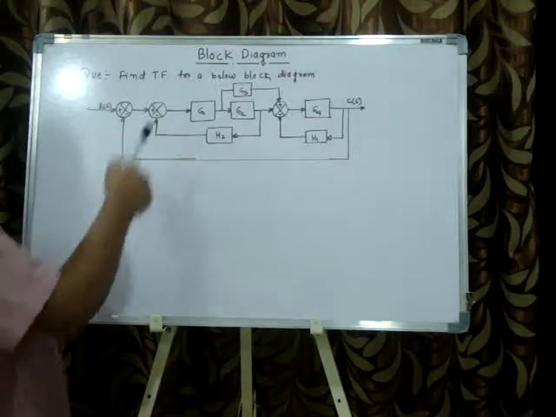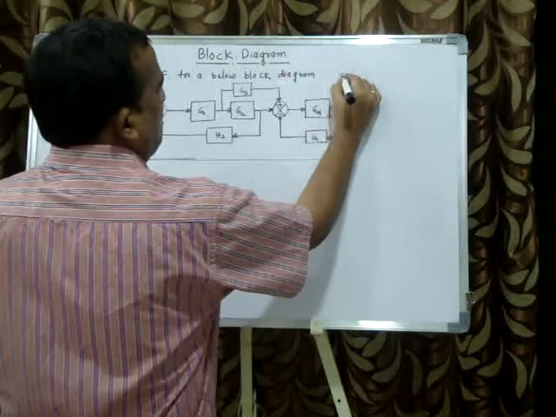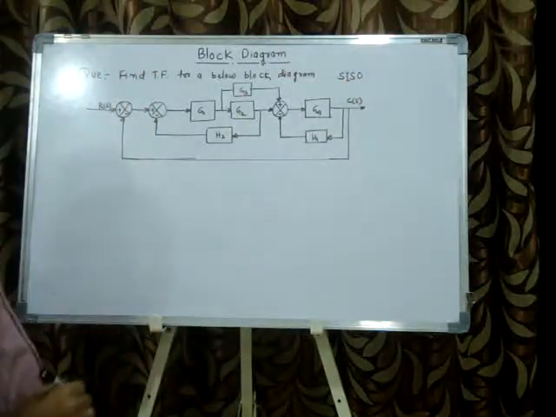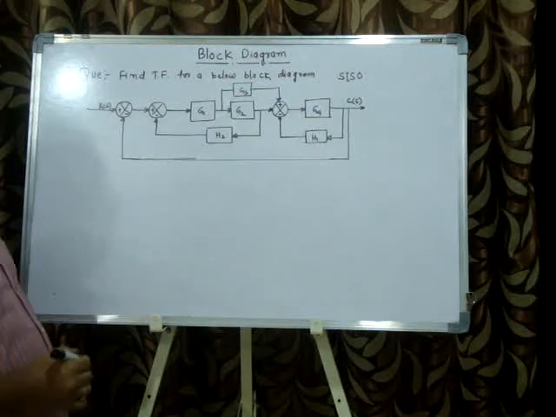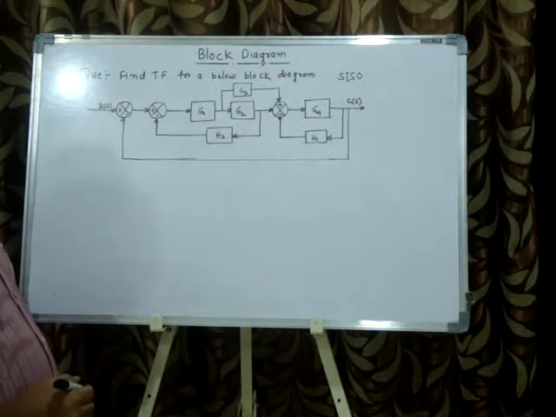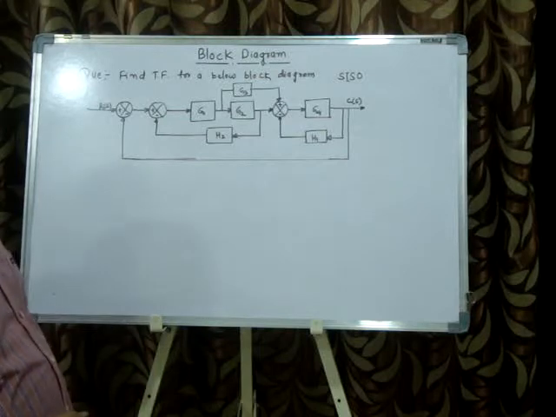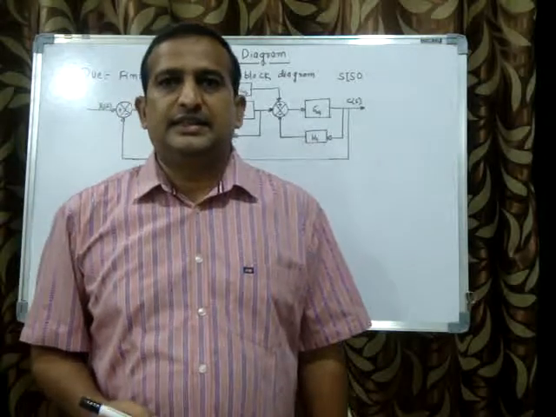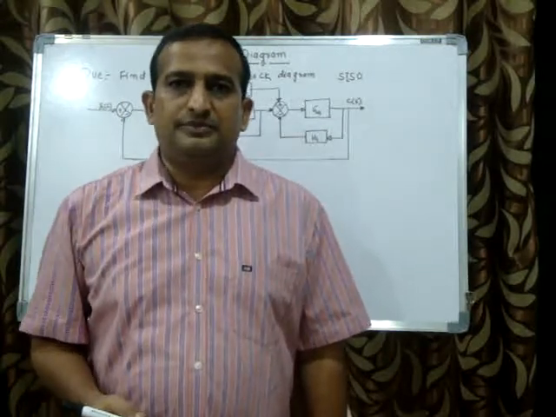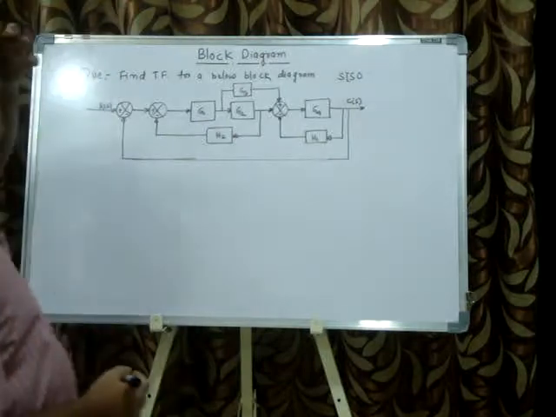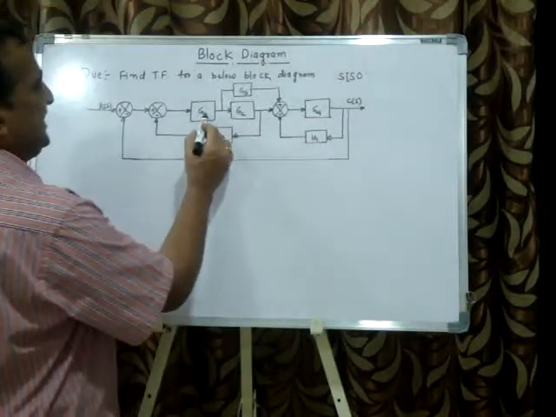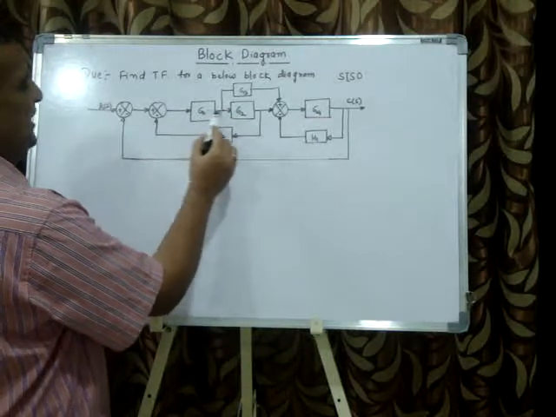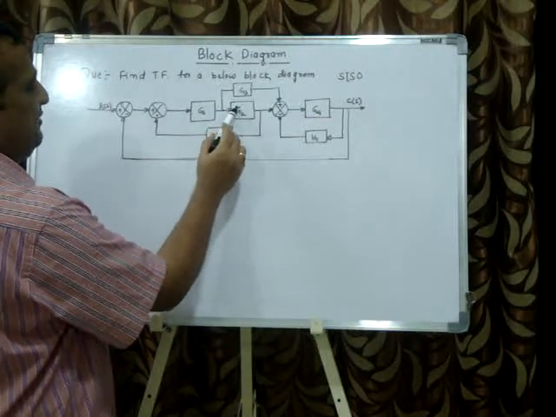Here single input, single output is called SISO. Some problems are single input, multiple output, or multiple input, multiple output, or multiple input and single output. So here you see the first, these two are in series, but there is a take-off point. So I want to multiply these two. I am supposed to apply the first rule.